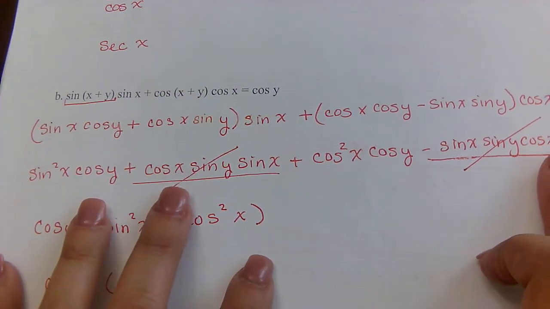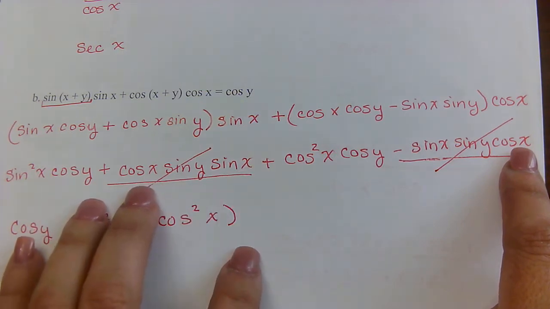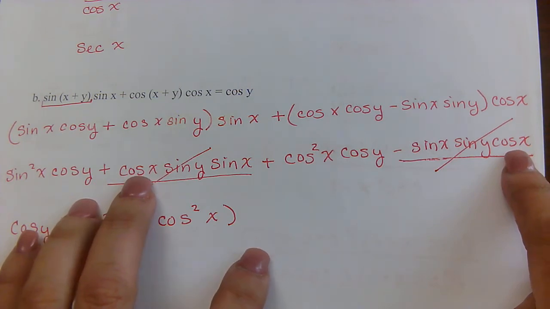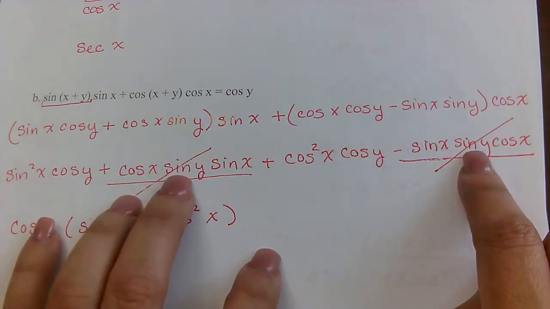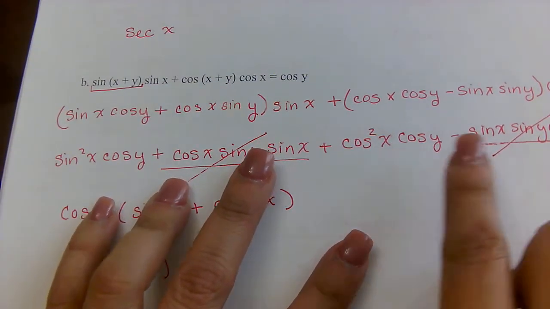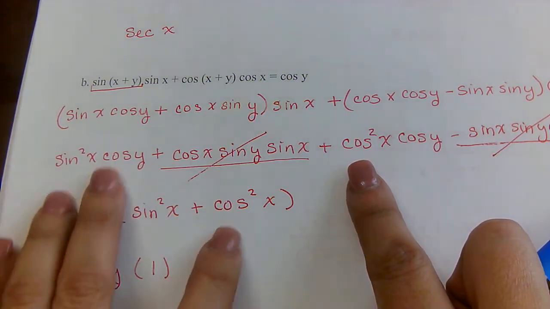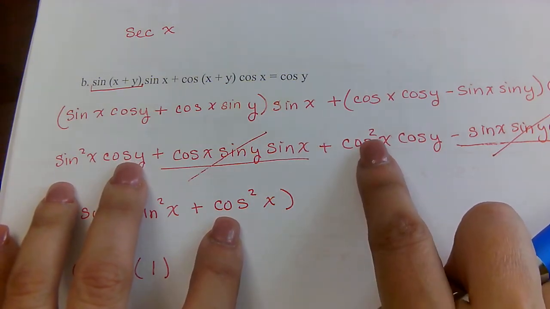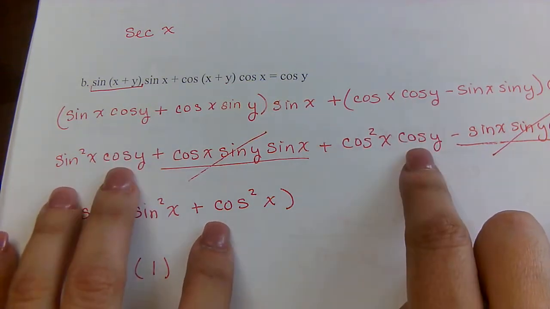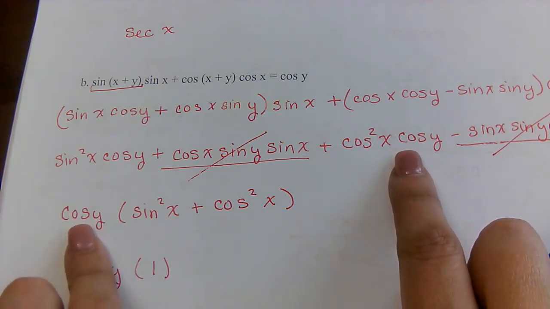Okay. Now I'm going to combine like terms. Notice that this term right here is the same as this term. It's rewritten differently, but they're exactly the same. Cosine x, sine x, sine y, sine x, sine y. This is a negative, this is a positive, so these cancel each other out. What I'm left with is just your sine squared x cosine y plus your cosine squared x cosine y. What's in common with these two? Hopefully you said cosine y. So in the next step, I just factor that out. I said cosine y is on the outside.